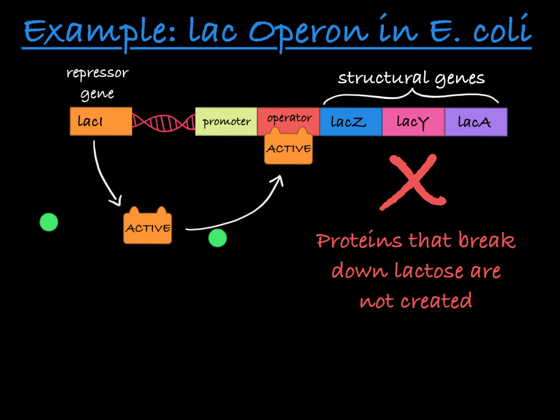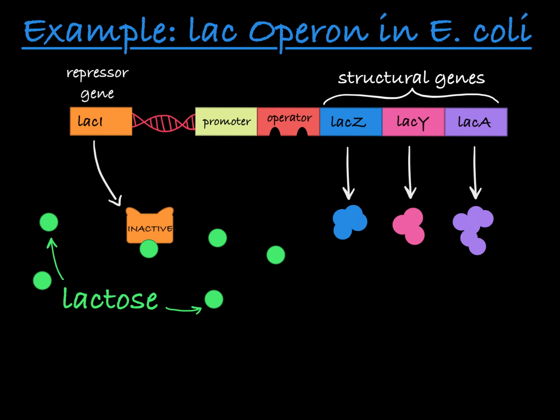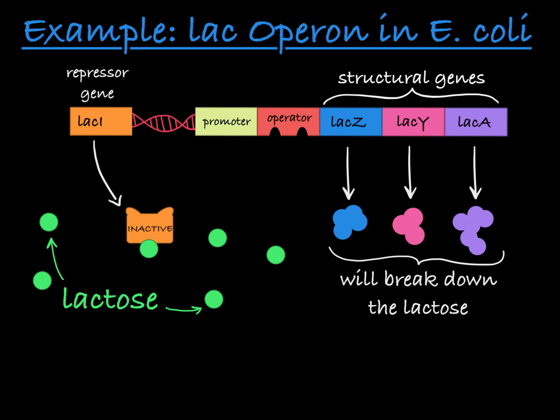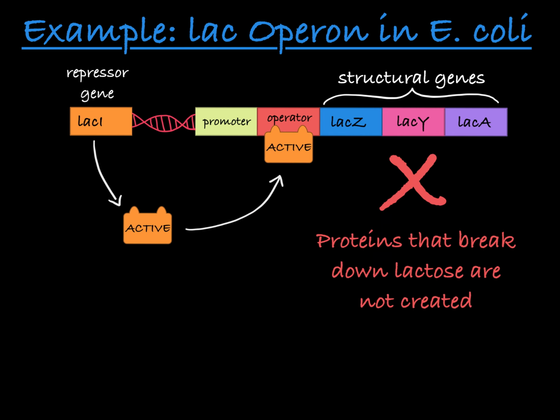When lactose is added to the environment around the cell, it enters the cell and binds to the repressor, making the repressor inactive. When the repressor is inactive, it cannot bind to the operator, so the operon can more easily express these genes. From these genes, proteins are produced to help metabolize lactose, and when the lactose is no longer present in the environment, the repressor proteins can resume their active state and prevent further expression of the operon genes.